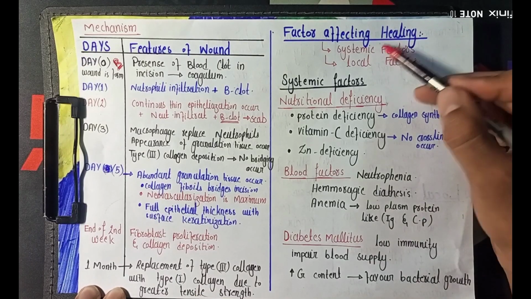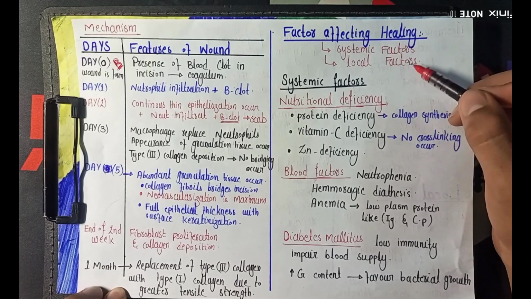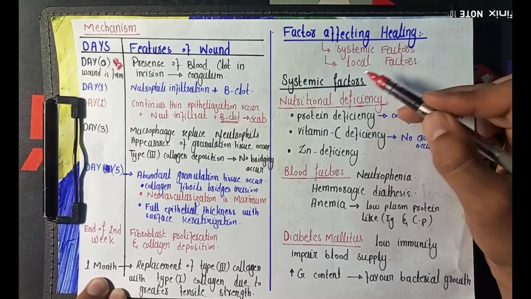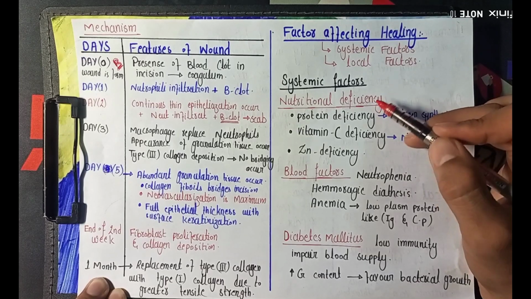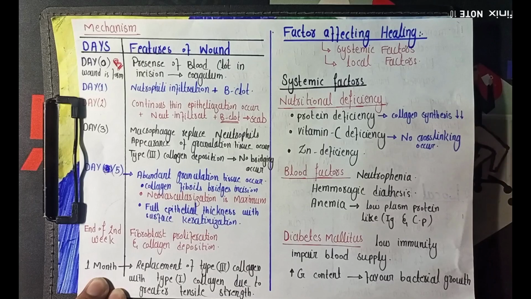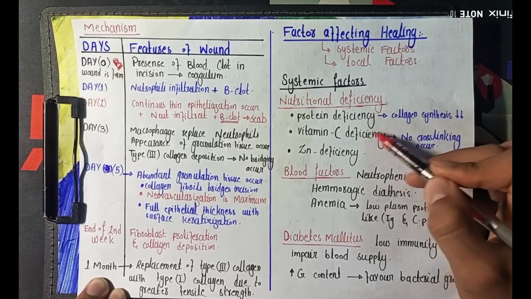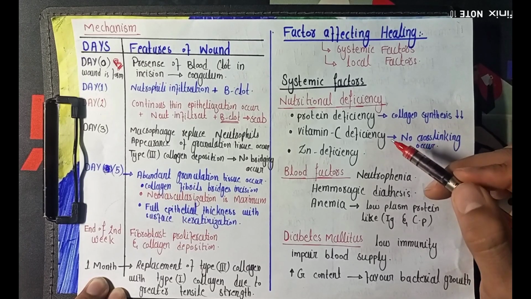Now we talk about the factors affecting the wound healing. So they include both the systemic factors and the local factors. So first we talk about the systemic factors. They include nutritional deficiency, like if there is deficiency of protein, then the collagen synthesis will decrease. Similarly, vitamin C, which is required for the cross-linking of collagen. So if vitamin C deficiency occurs, there will be no collagen cross-linking.